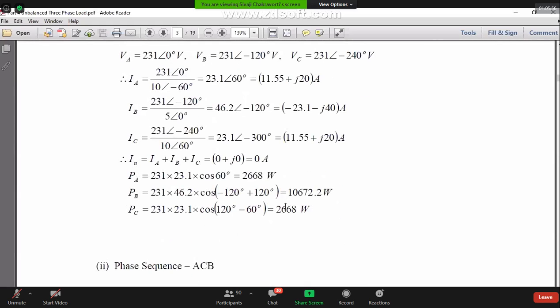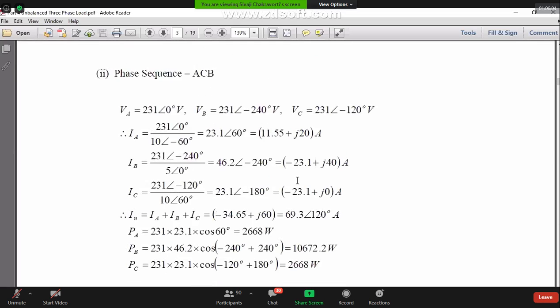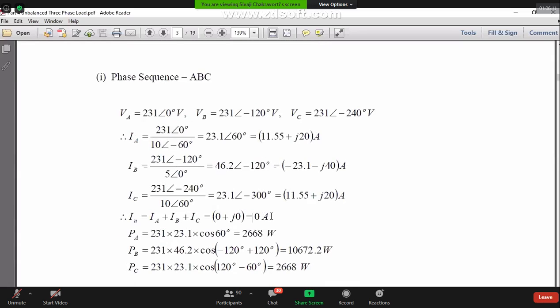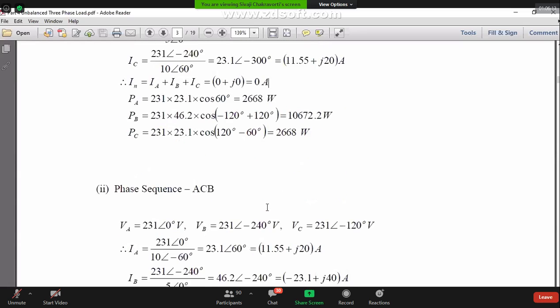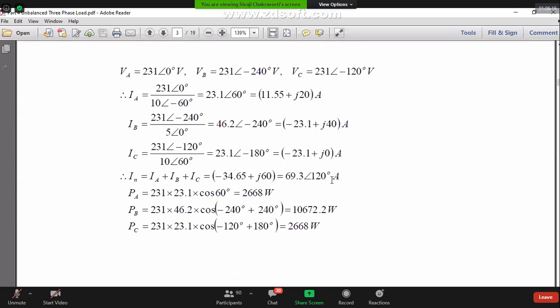A is 0 degree, B is minus 120, C is minus 240. What happens? It is ACB. What is changed? A is never changed. That is the reference. Change occurs between B and C. B becomes minus 240, C becomes minus 120. Because the two phasors are interchanged, if you remember the earlier phasor diagram. So VA is 0 degree, VB is minus 240, VC is minus 120.